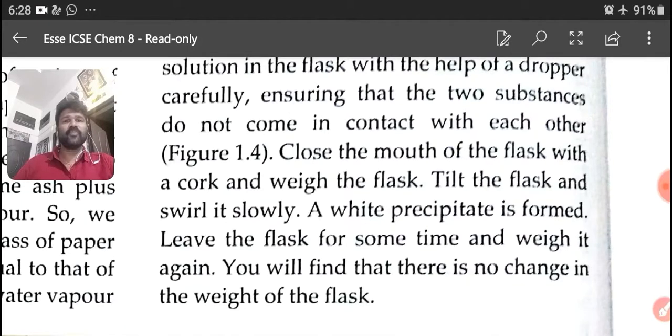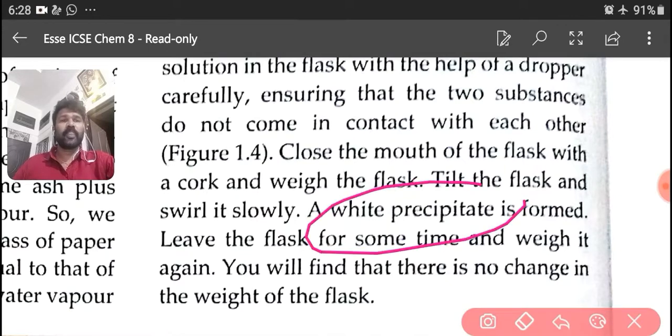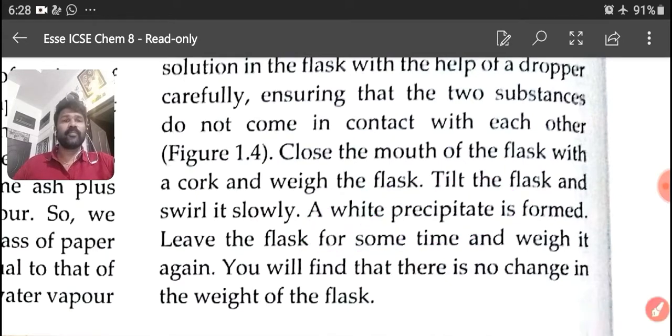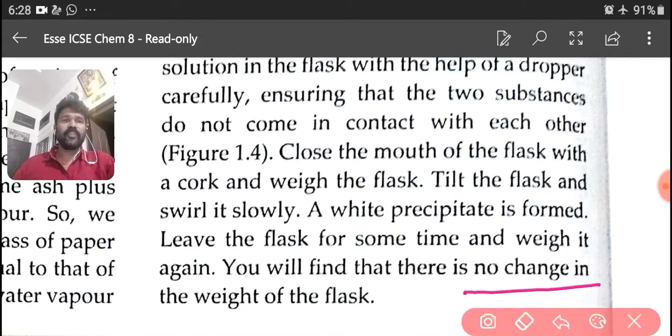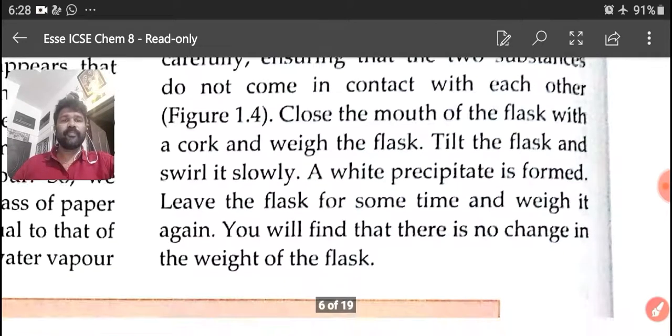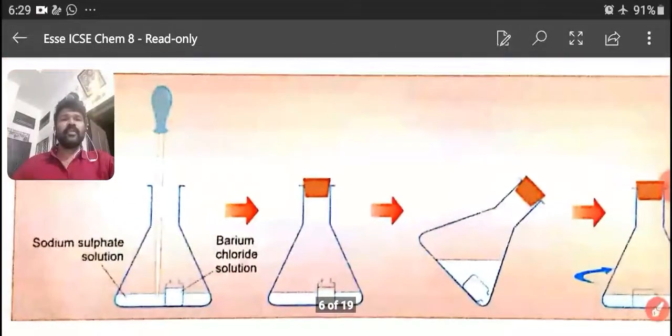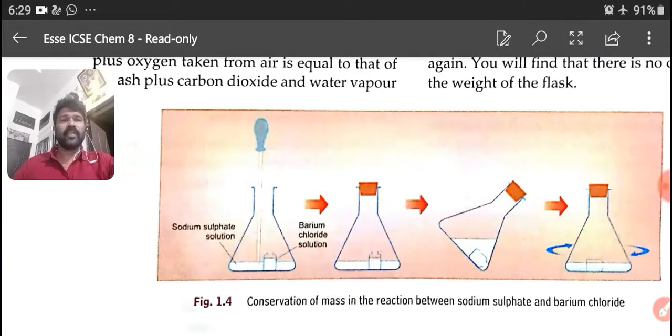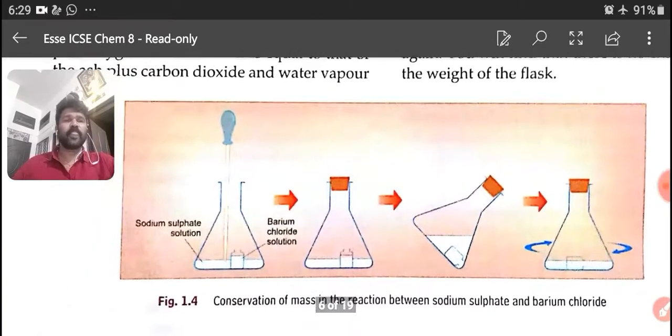Tilt the flask and swirl it slowly. A white precipitate is formed. Leave the flask for some time and weigh it again. You will find that there is no change in the weight of the flask. Okay. Just have a look at this diagram for this experiment. It shows the conservation of mass in the reaction between sodium sulfate and barium chloride.